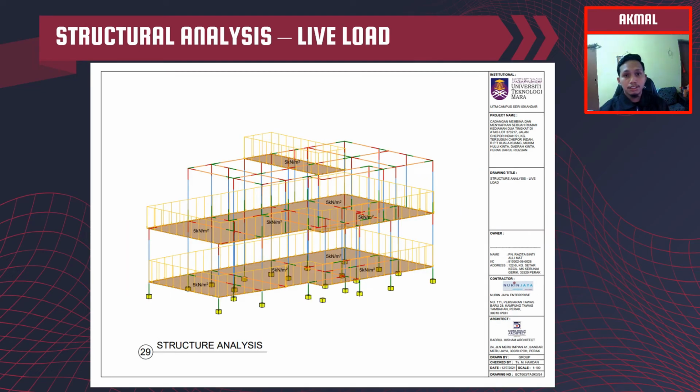Moving on to the structural analysis, which is the live loads. Example of the live load is the human, furniture, and others, which is an element that are movable in the building. The live load is 5 kN per meter square, where it distributes from the upper level, which is the roof level, until it goes down to the ground.